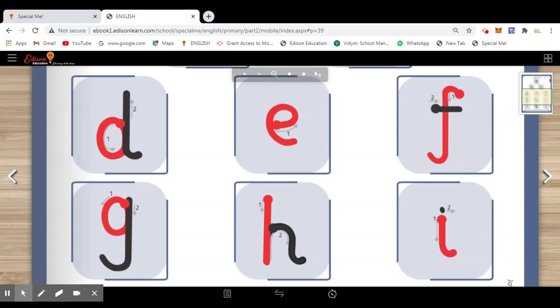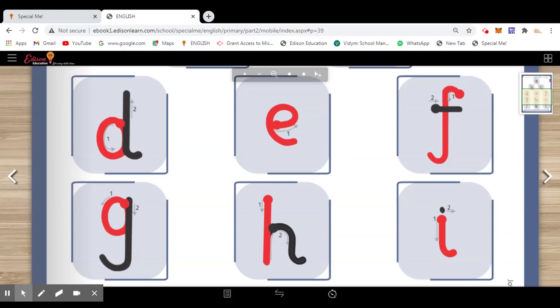So F is a phonic sound of letter F. And to trace it, you have to start from the dot and then you have to make it like this, and in between you have to make a sleeping line. So this way you have to trace letter F.